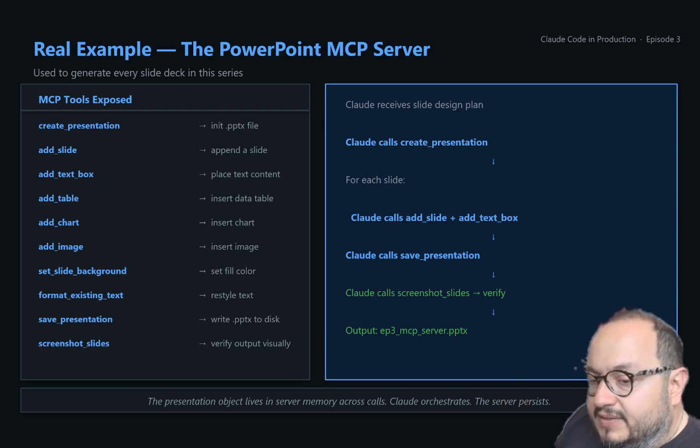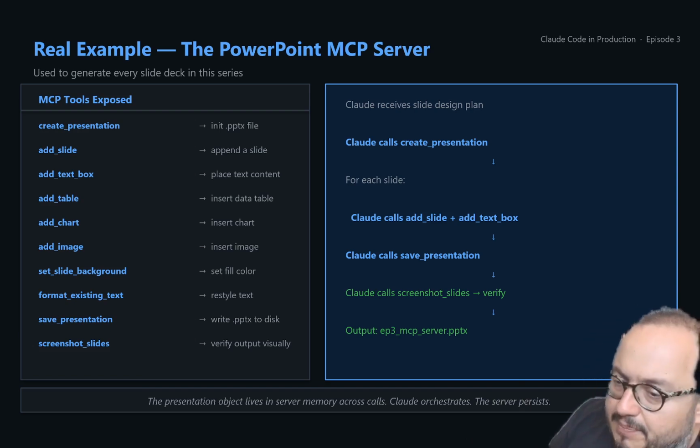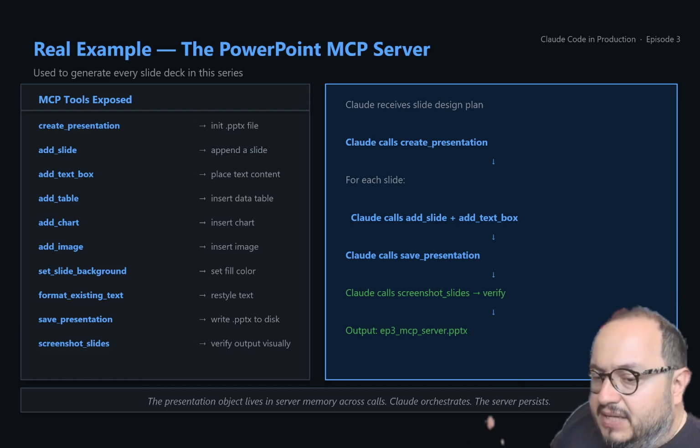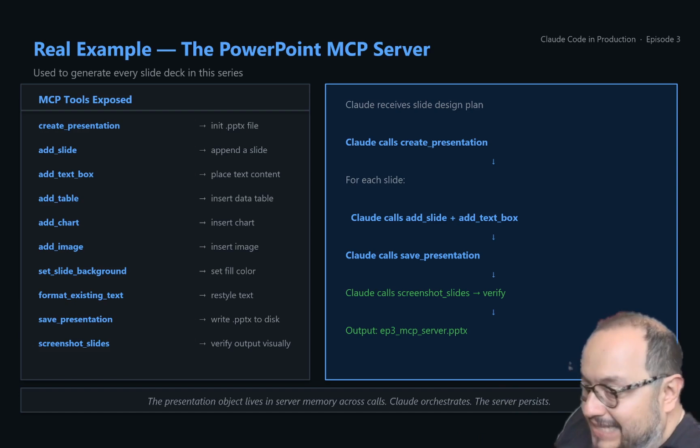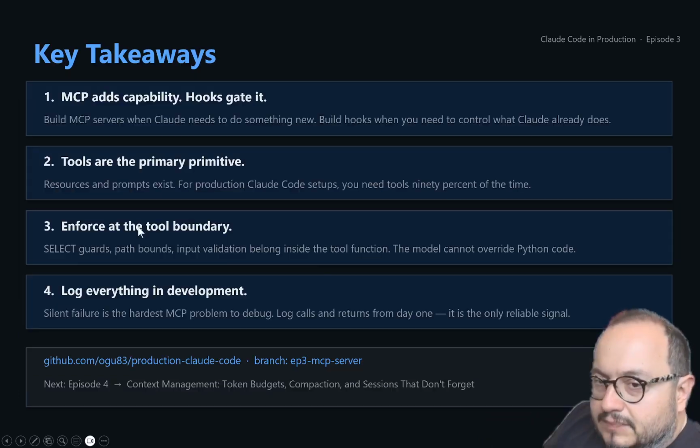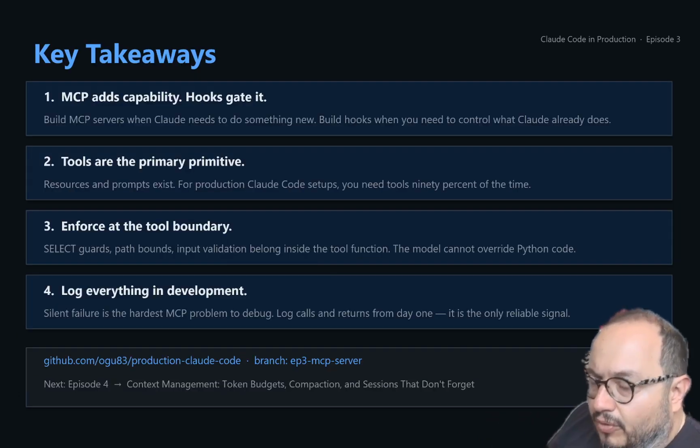The same pattern applies to any stateful artifact. A SQLite database being built up record by record, a PDF being reconstructed section by section, a report being assembled from multiple data sources. Four things to take away before we close this episode.